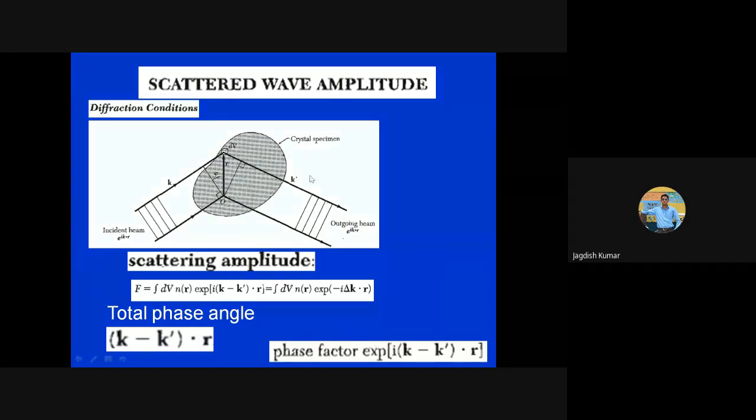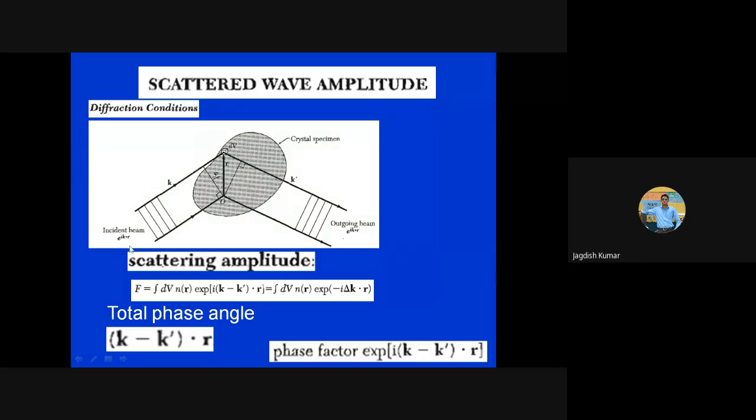Let's suppose we have a crystal specimen. Here is the X-ray beam being incident. So X-ray beam now is represented with the help of K vector. K vector is the wave vector for the incident X-rays. So the direction of K vector is nothing but the direction of the incident beam. I'm sure you all know this. And the incident beam now is written with the help of a plane wave.